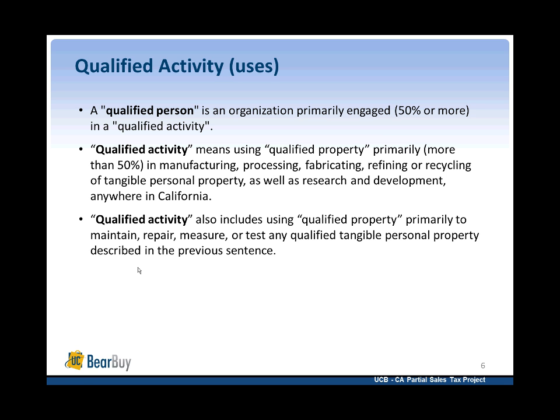Qualified activity also includes using the property primarily to maintain, repair, measure, or test any other qualified personal property described in the previous sentence. So this means if there's any maintenance or repairs needed to be conducted on qualified purchases, then the maintenance is also covered, as well as any replacement pieces and so on.